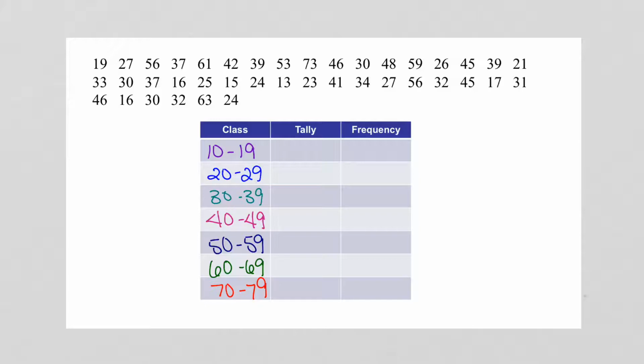So between 10 and 19, we go through, and I'm not going to do all of these, but there's a 16, a 15, a 13, a 17, a 16, and I think I've missed one somewhere. 19. So the frequency is 6.